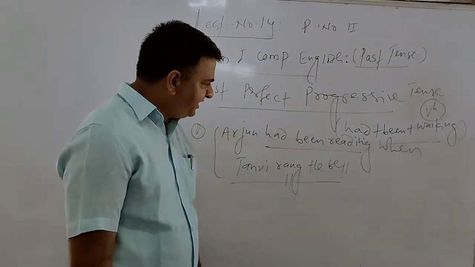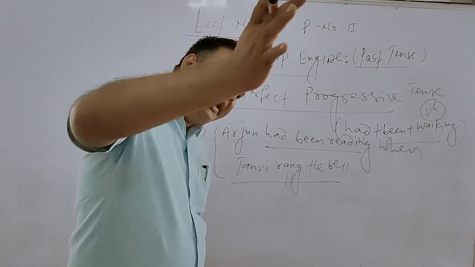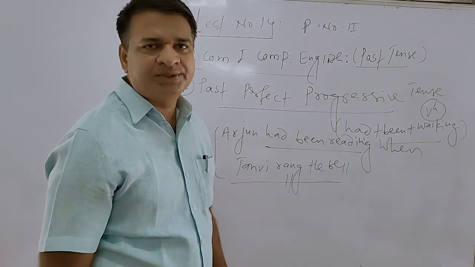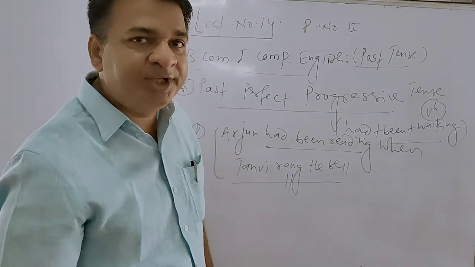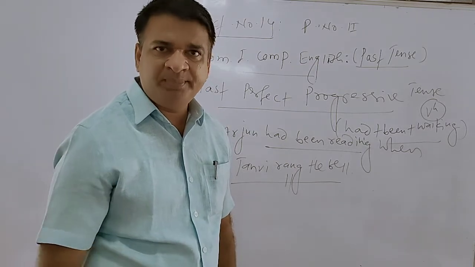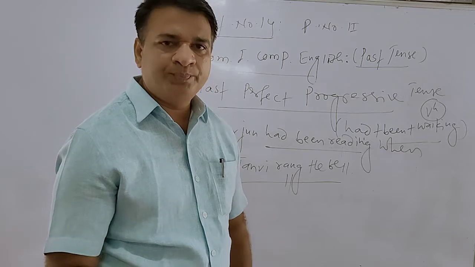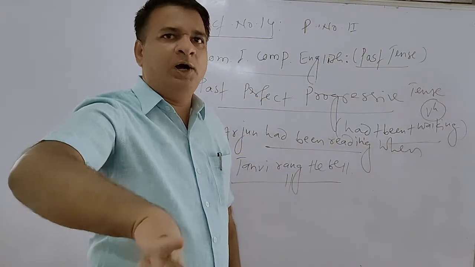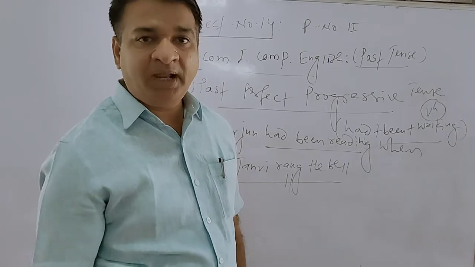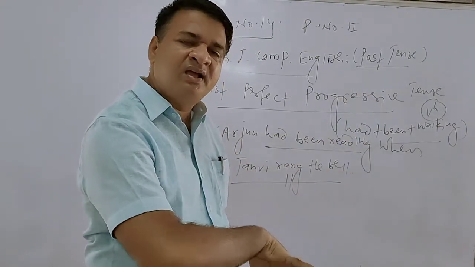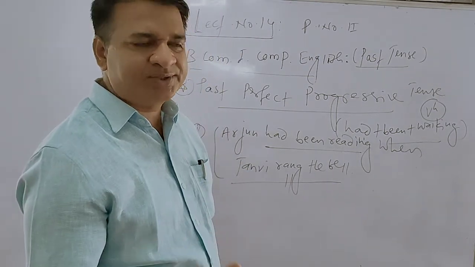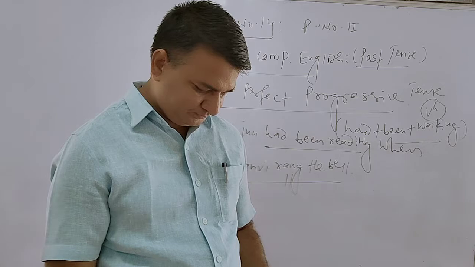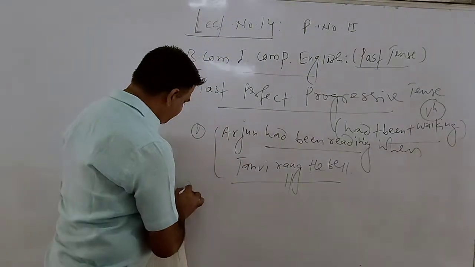So we say Arjun had been reading when Tanvi rang the bell, means he had already started reading and he continued. For example, he started at 10 o'clock reading the book, and Tanvi rang the bell of the door at 12 o'clock. At that time also he was reading the book. So he had been reading the book up to the time Tanvi rang the bell. So the action which had started in the past continued up to a certain point of time. Again we simply use these sentences like this.